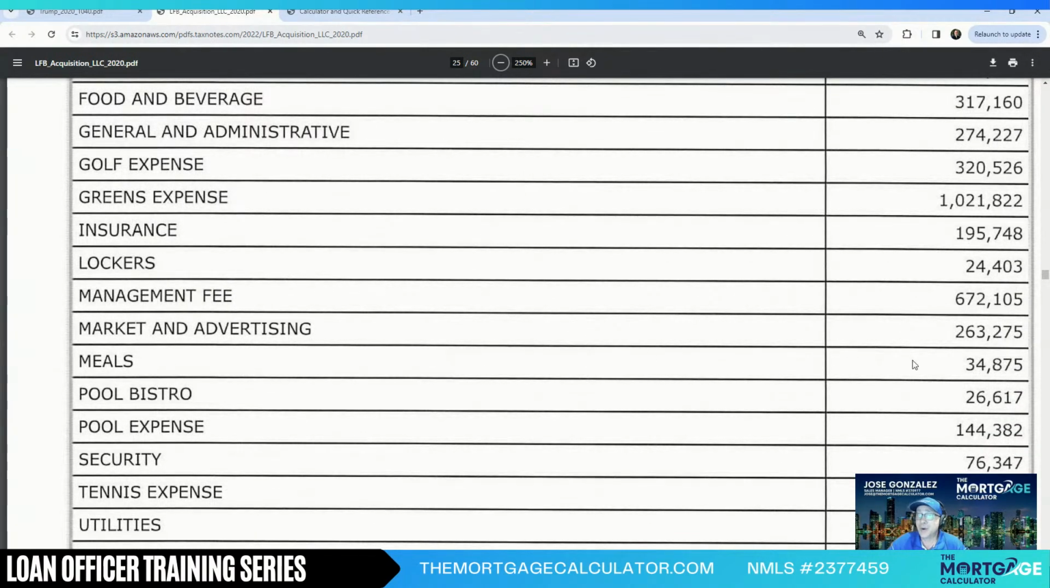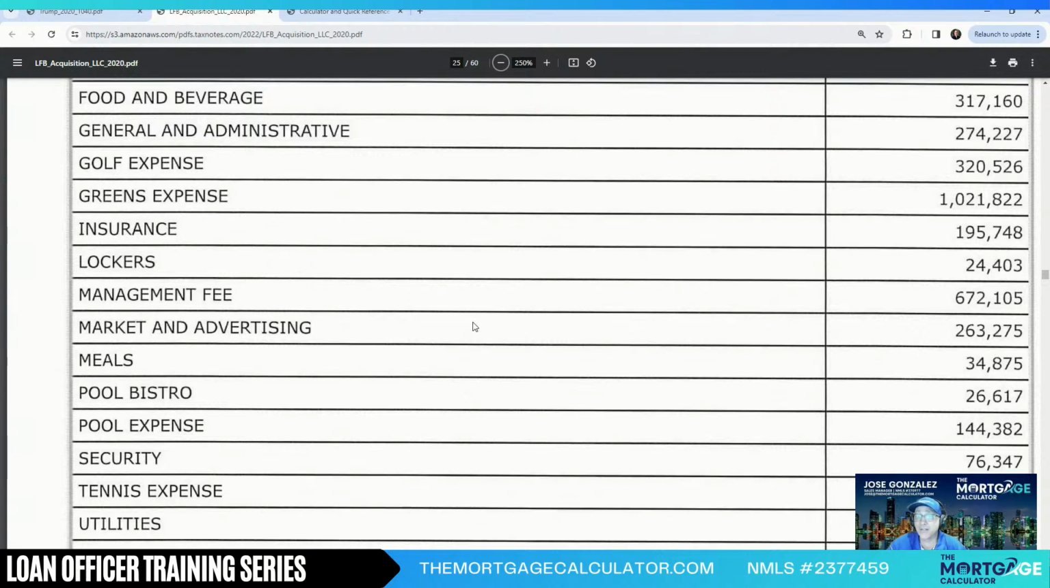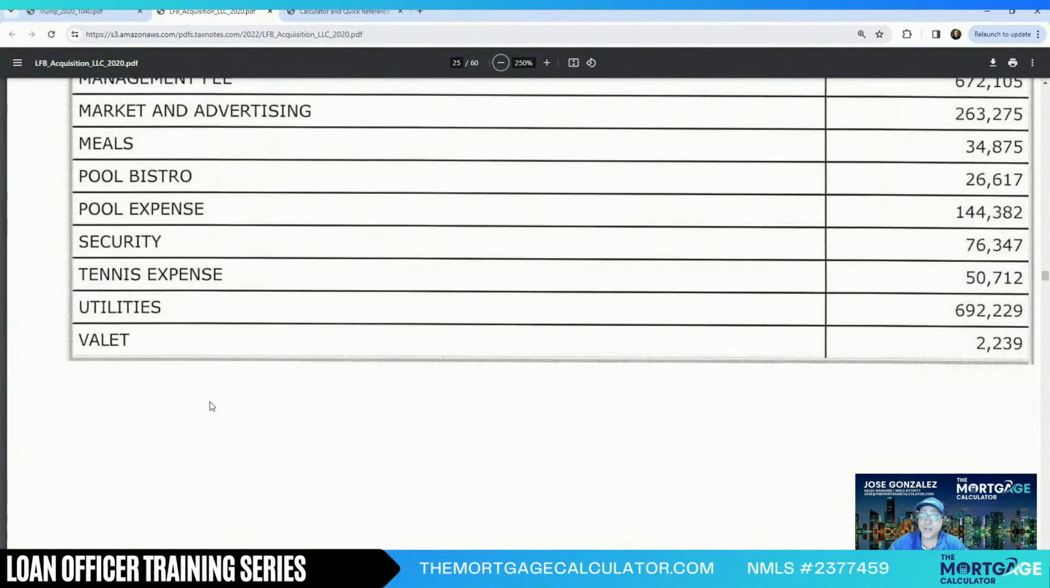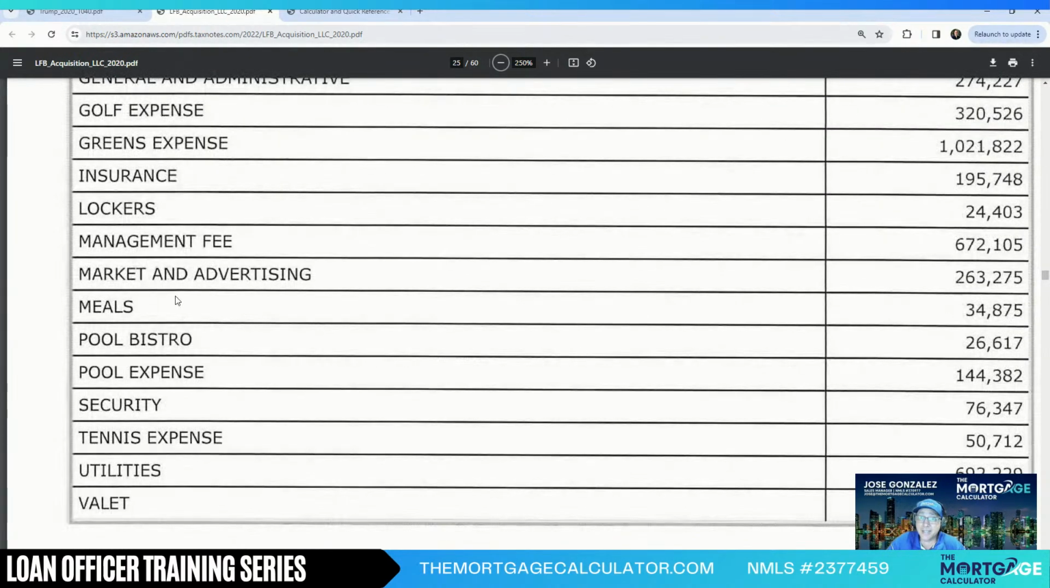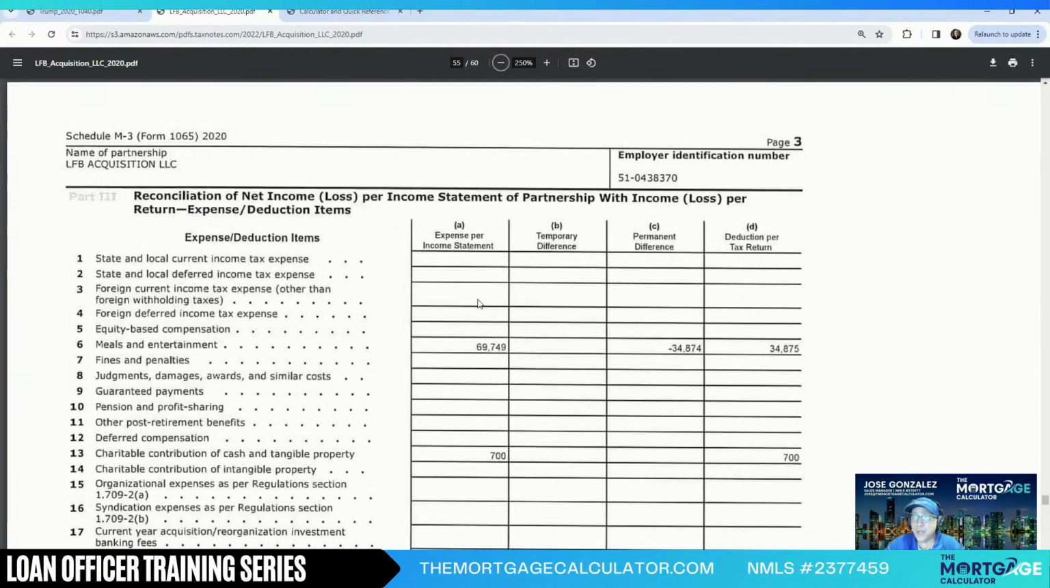Our bar wrote off $34,875. That's what we got to hit him with. The other $34,875, that's here now. If we had depletion or amortization here, we would be able to recapture that expense. And here I wanted to show you also where you can see the 34,875 meals and entertainment showing right here.